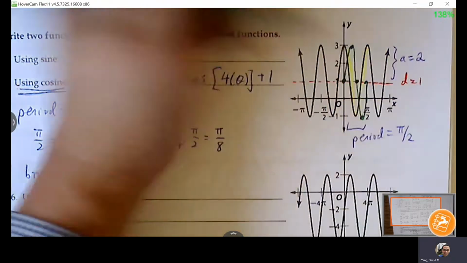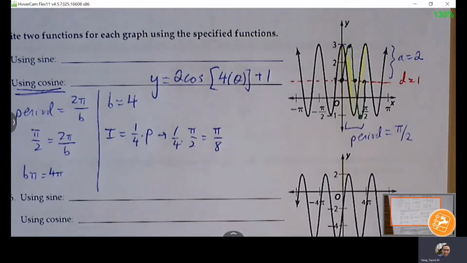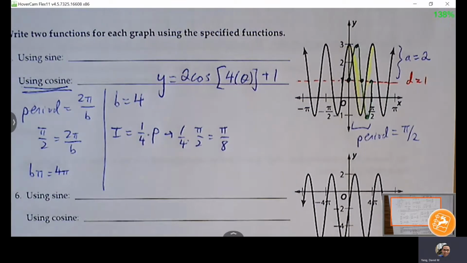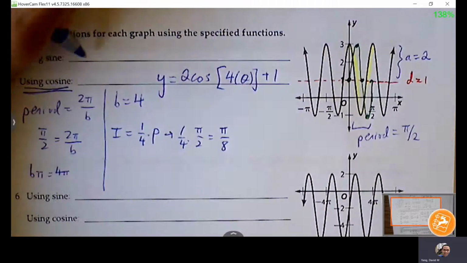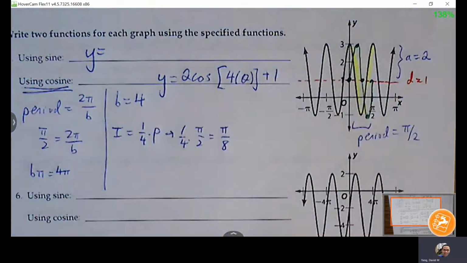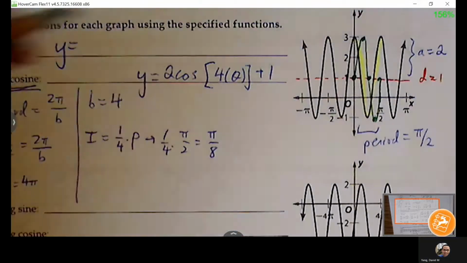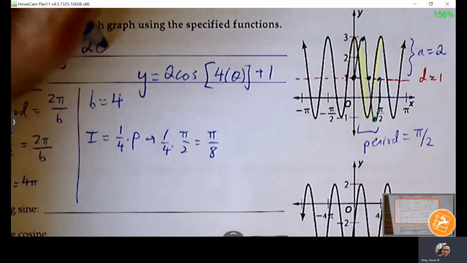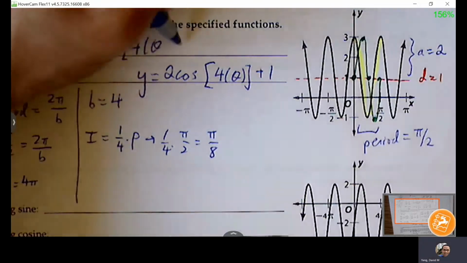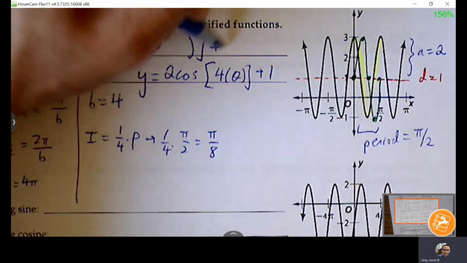It's going to share a lot of information from what we've already gathered. The A value and D value are the same, the shift is going to be different. So let's write out our sine equation that I have in green here. A is going to stay the same. B stays the same. And the D stays the same.